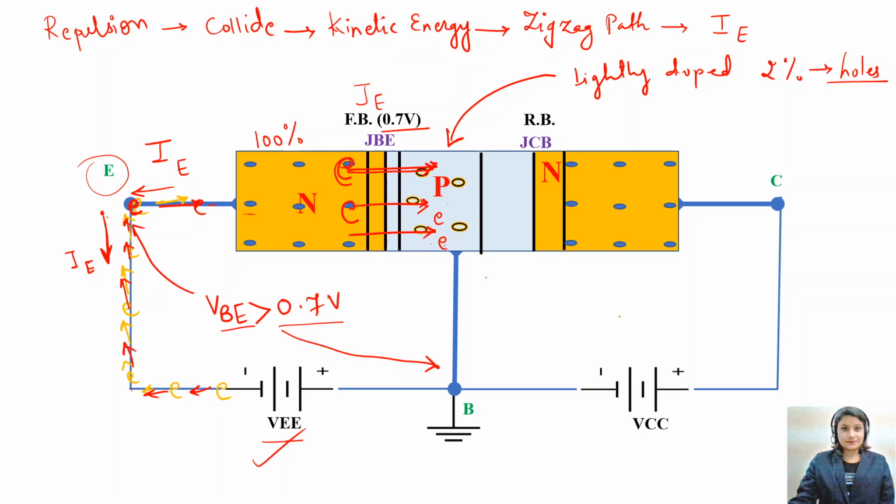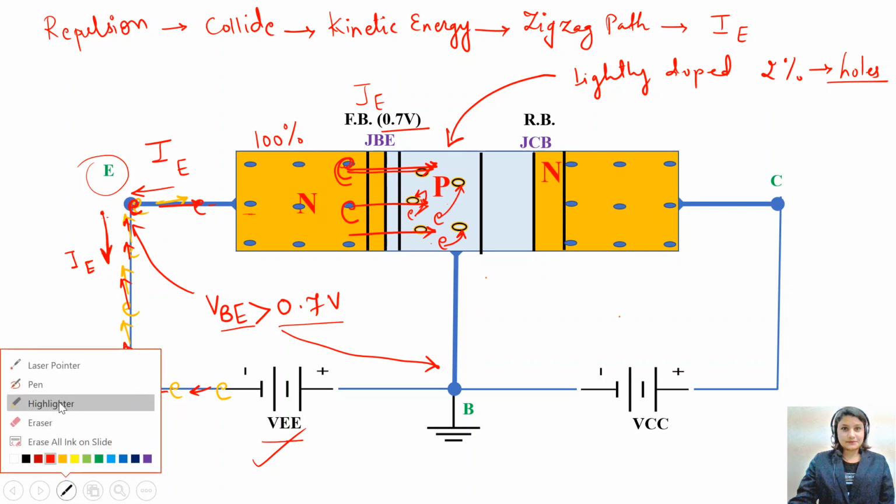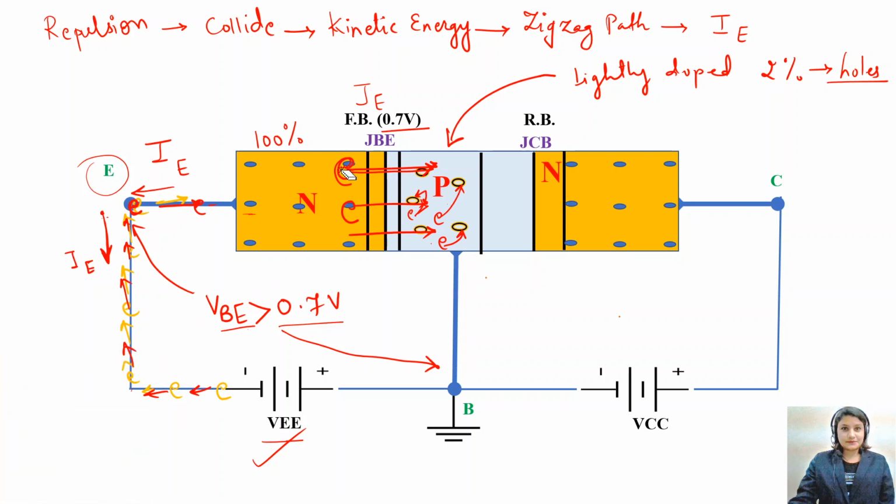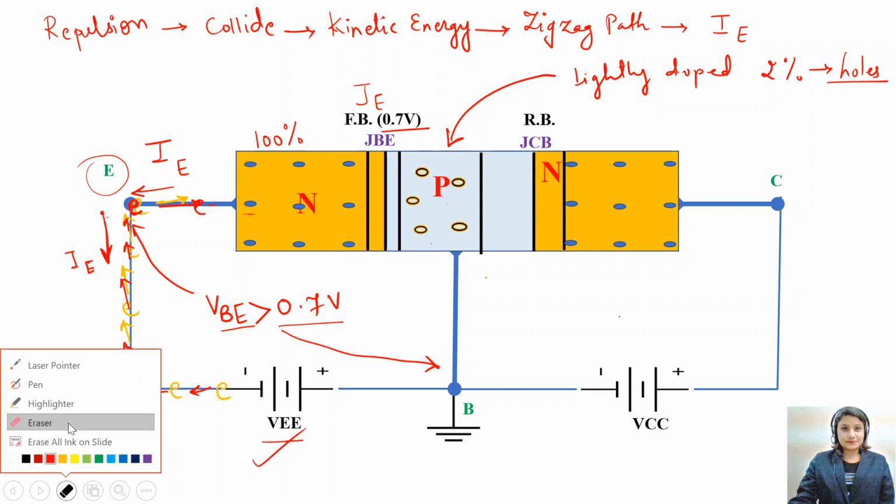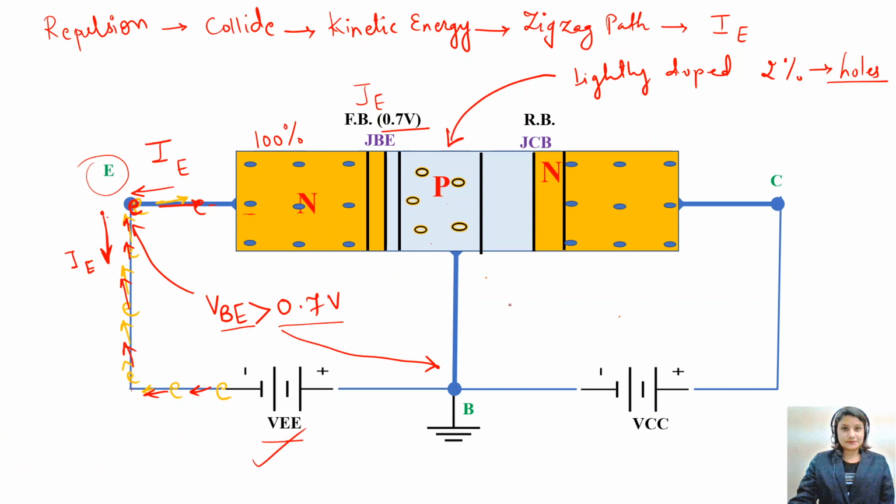Now these electrons and holes will recombine with each other. So only a very few, out of the 100% of electrons coming from the emitter, only 2% of electrons recombine with the holes.